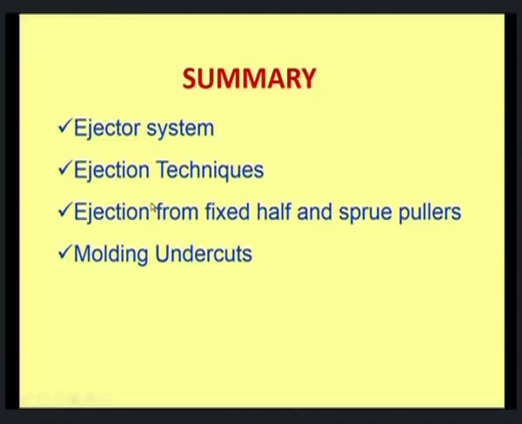Now, what happens when it is provided in the fixed half, and the resulting complications, but for some products one has to necessarily eject the product out from the fixed half side, and then how to remove the sprue. In some cases, particularly in multi impression molds, the sprue will be left behind in the sprue bush. So, sprue pullers would ensure that the sprue is also pulled out. And then what is an undercut, and how to design a molding process to process this undercut or to remove the products that have an undercut.